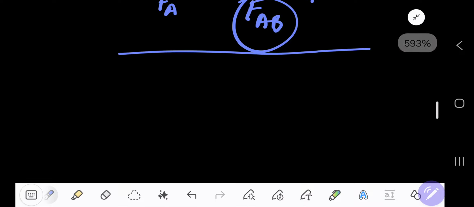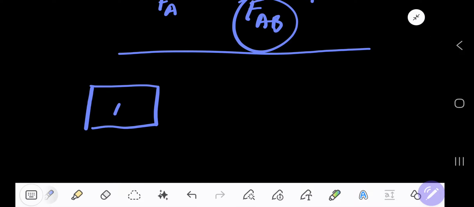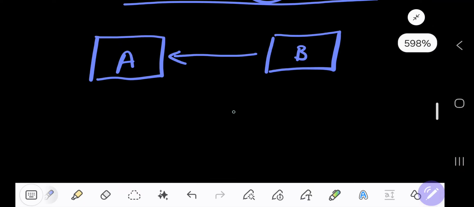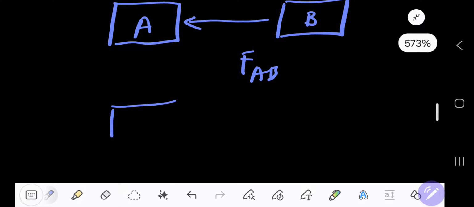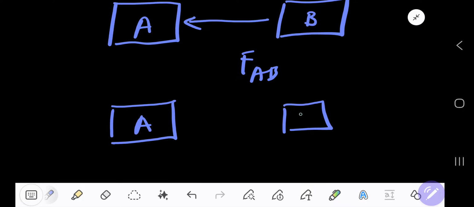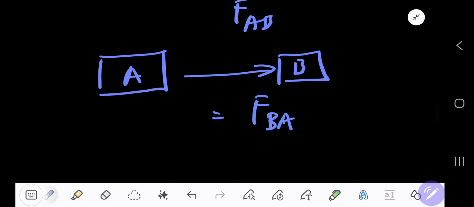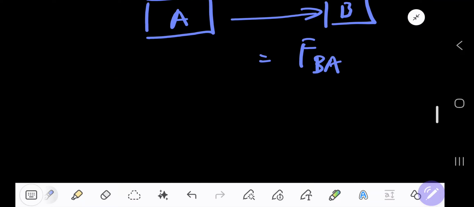Alright, I'll demonstrate this better. If you have an object A and an object B, and B is applying a certain force on A, suppose the magnitude of this force is FAB, and then you have an object A here and then B, and A is applying a certain force on B, and this equals FBA. So according to Newton's third law, FAB would be equal to FBA.